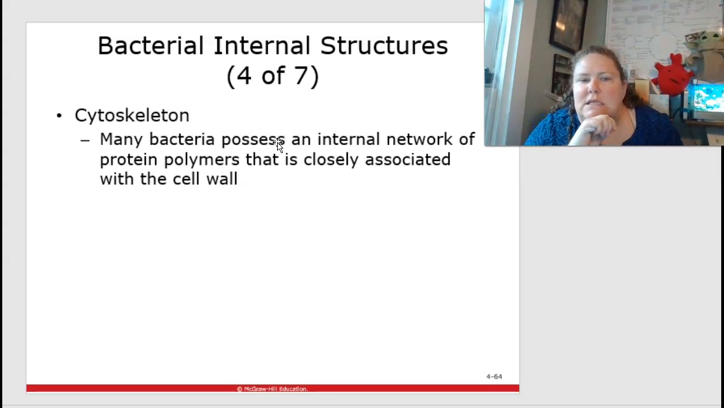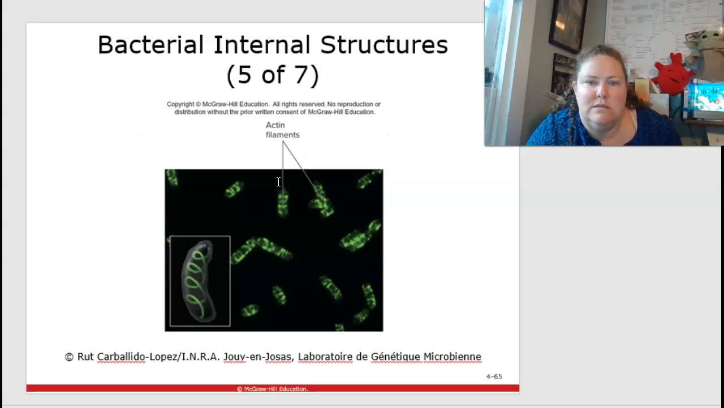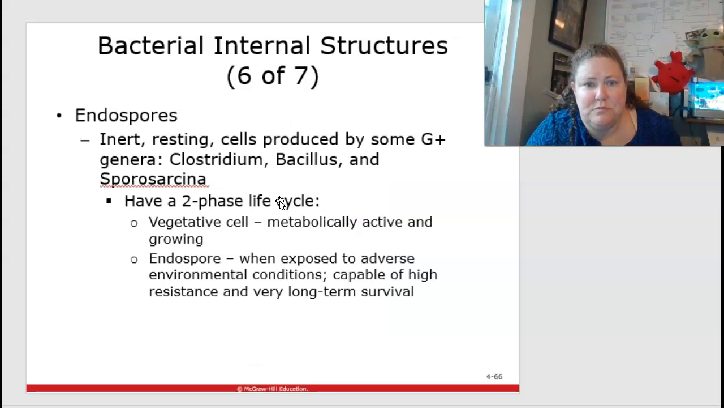The cytoskeleton is like a skeleton, right? It's a structural thing. Many bacteria possess an internal network of protein polymers closely associated with the cell wall. You can see, when they're dyed green here, these are the actin filaments that are big proponents of cell structure.